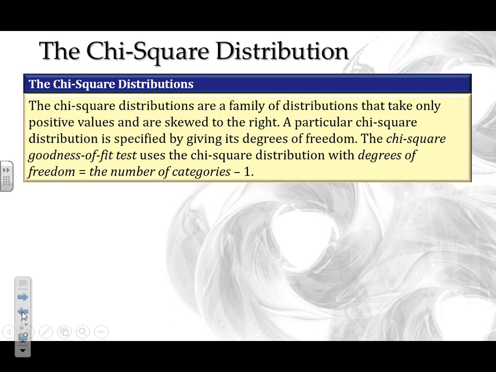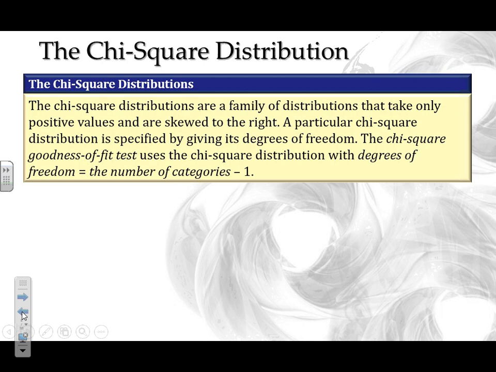So there are family distributions that only take on positive values. So chi-square values cannot ever be negative. With a normal distribution, we could get a z-score of negative 2.1. With a t distribution, we could get a t-score of negative 1.2. With chi-square, we cannot get negative values. They always have to be positive, and that's because in our calculation, we square those differences. So we're always going to have those positive values that we're working with.